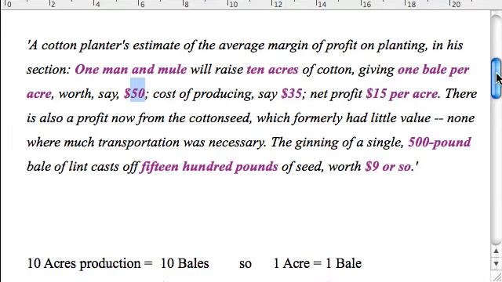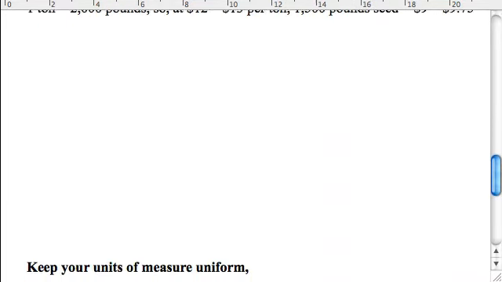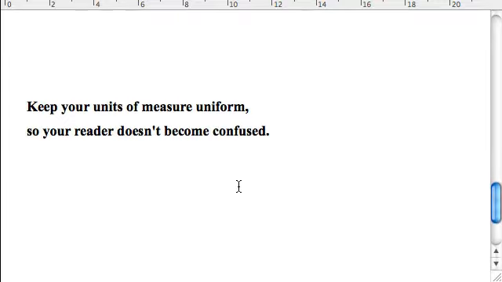Now, in summary, when your business writing includes numbers, just remember this: keep your units of measure uniform so your reader does not become confused.